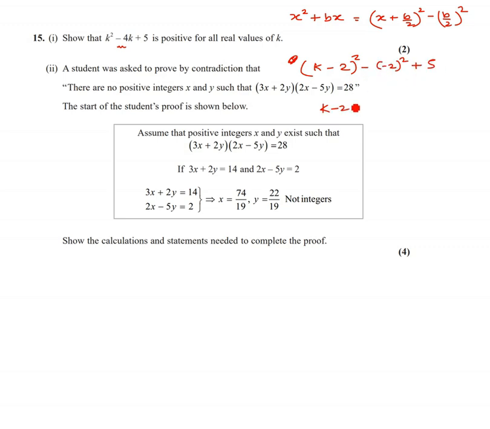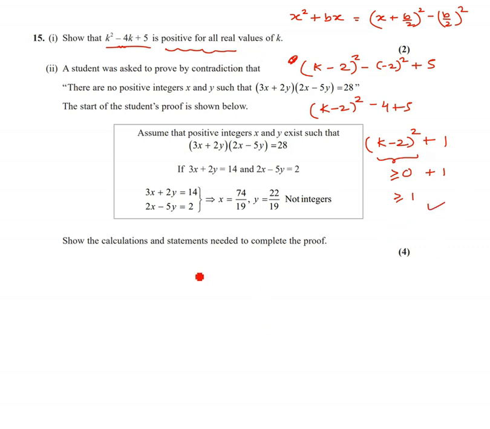So this becomes (k minus 2) whole squared, minus 2 squared is 4, plus 5. So this can be written as (k minus 2) whole squared plus 1. Now this is a square, so it is always going to be positive, or the minimum can be 0. Then if you add plus 1, it becomes greater than or equal to 1. So this expression is always going to be positive for all real values of k, for any values of k here.